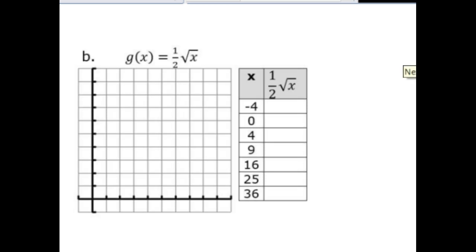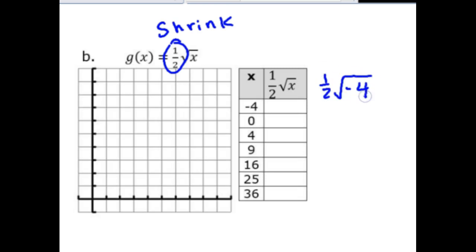If there is a number out in front that is less than 1, then that number will shrink, compress. Once again, if you do 1/2 the square root of negative 4, that is not real. What's half the square root of 0? That's 0. Half of 0 is still 0. What's 1/2 the square root of 4? Square root of 4 is 2. What's half of 2?